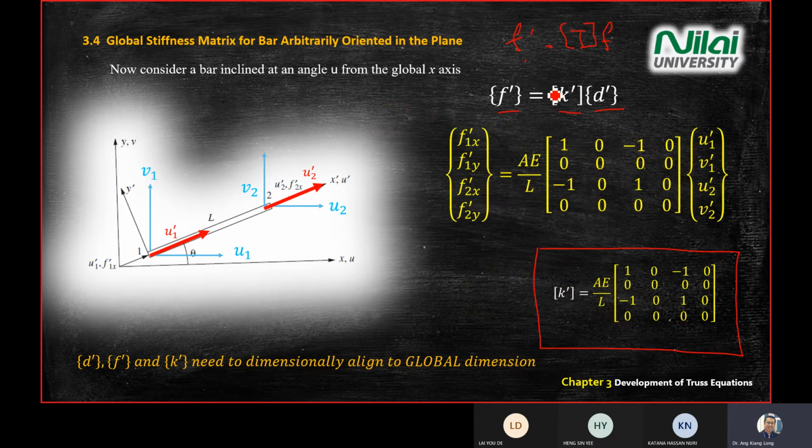So again, your K prime, you can rewrite as AE over L in this form. So you will see your K equal to AE over L times the matrix 1, 0, minus 1, 0, 0, 0, 0, 0, minus 1, 0, 1, 0, and 0, 0, 0, 0.